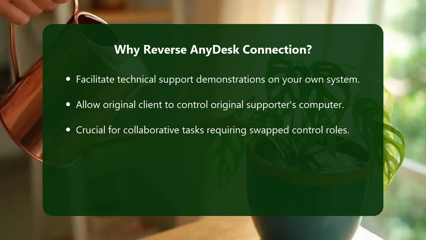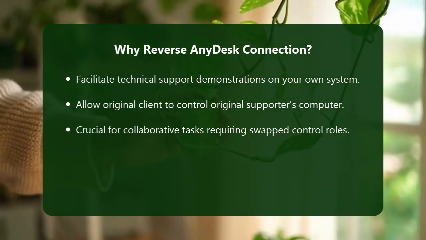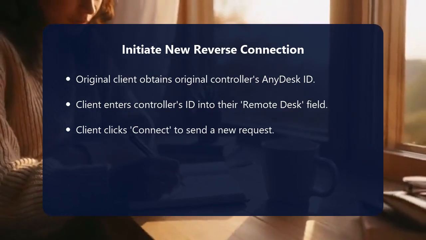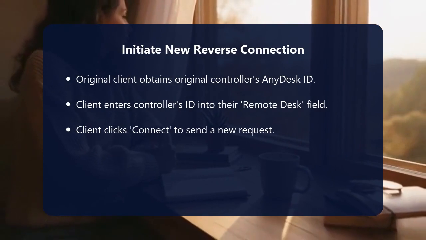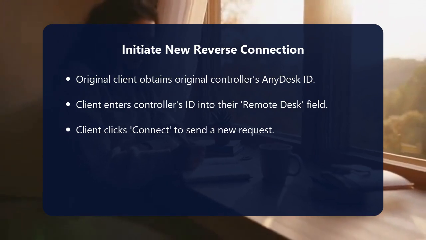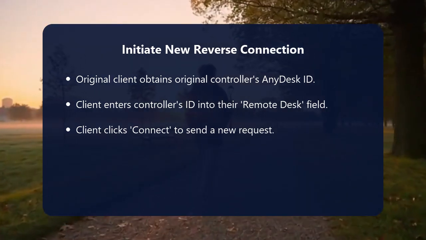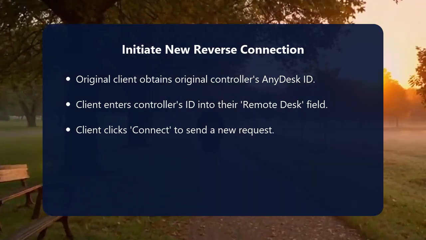The person who wants to now control, let's call them User B, who was originally controlled, needs to know the AnyDesk ID of the person they want to control. User A, who was originally the controller. User A's AnyDesk ID is prominently displayed on their AnyDesk main window. Once User B has User A's ID, User B opens their AnyDesk application.